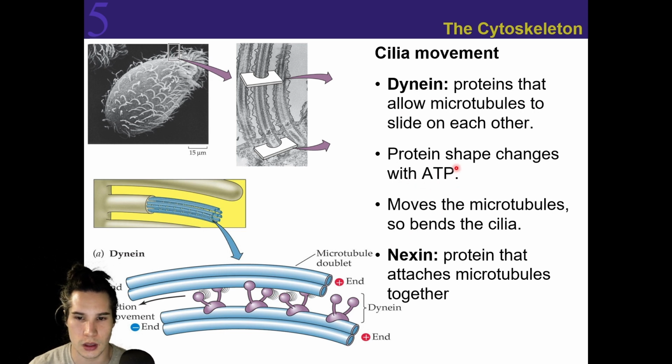The dynein shape will change through the use of ATP. So it's actually an energetic process. It's an active process to whip around cilia, for example. And it's going to move the microtubules, therefore bending the cilia. And then next we have nexin, which are kind of like the anchors between your microtubules. Nexin are proteins that attach microtubules together.